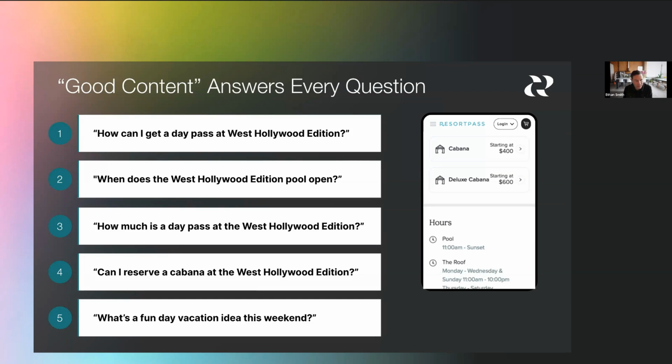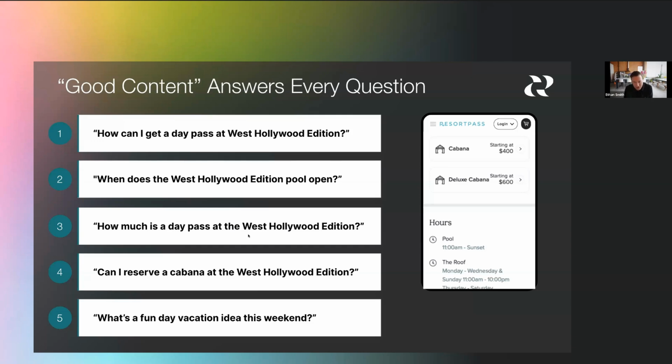Here are a few examples. How can I get a day pass? When does the West Hollywood Edition open? Resort Pass has the hours. Can I get a cabana? Can I get a bed? Can I get something by the pool? These are all questions. If I have the answers to those on my page, I'm more likely to show up for them. What's a fun vacation idea this weekend? So the more my page answers all of the thousands of questions you can ask, the better.